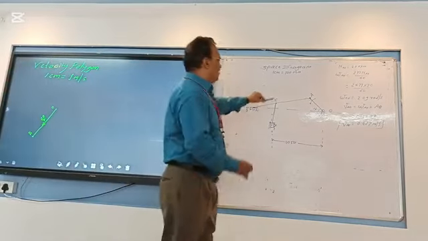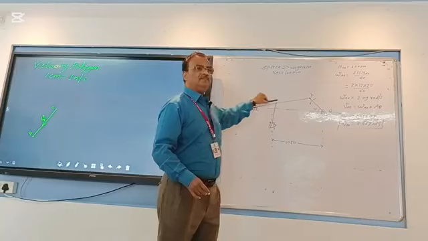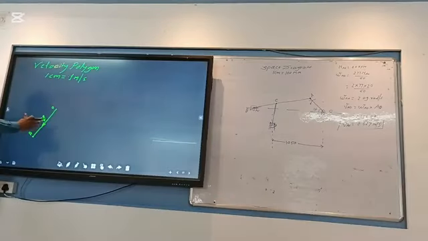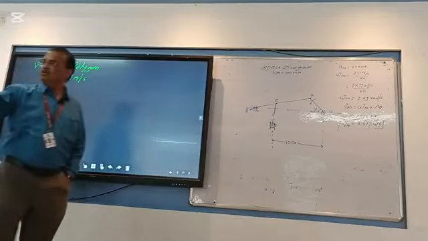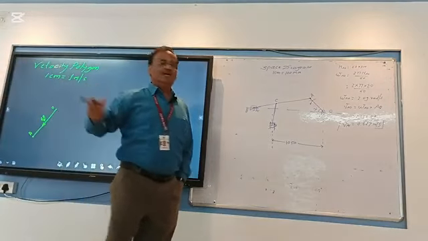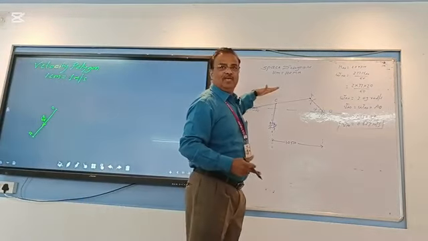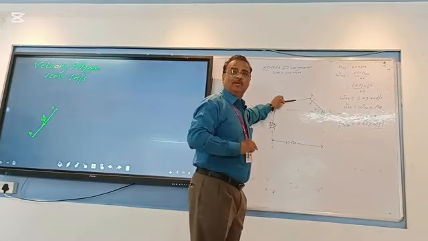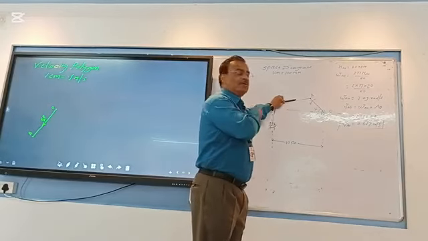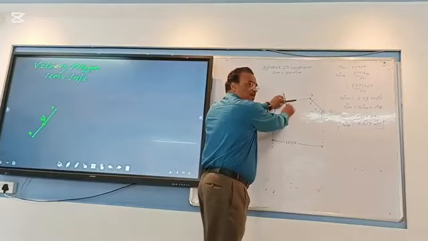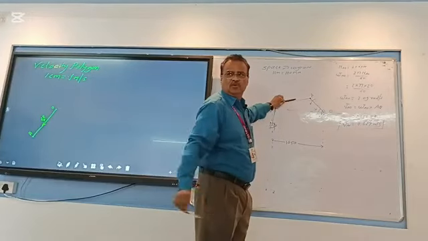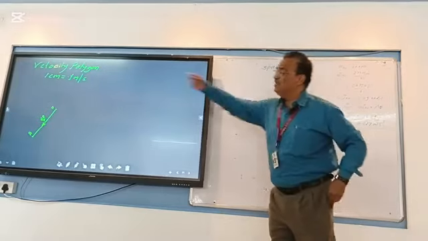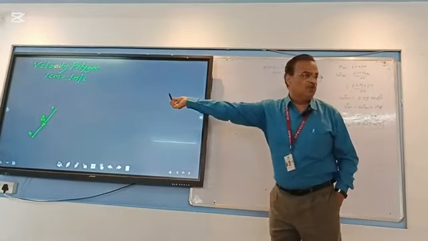Next. What is next link? AB. This is the perpendicular vector to what? OA, no? Yes or no? Next link is what? AB. This is the AB link. How to draw the velocity vector for AB? Perpendicular line. Perpendicular line to AB. Yes or no? Yes. I have to draw this perpendicular line to AB there in velocity polygon.